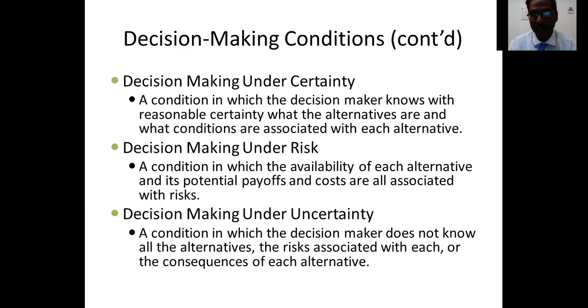Decision making under certainty is a condition in which the decision maker knows with reasonable certainty what the alternatives are and what conditions are associated with each alternative. So when the condition is very certain, he knows what the alternatives are and what the outcomes of each alternative are. Like in the previous example, we said there is a 5% increase in turnover, so that is very clear. And then he has identified three alternatives: increase the benefits, increase the wages, and change the hiring standards.